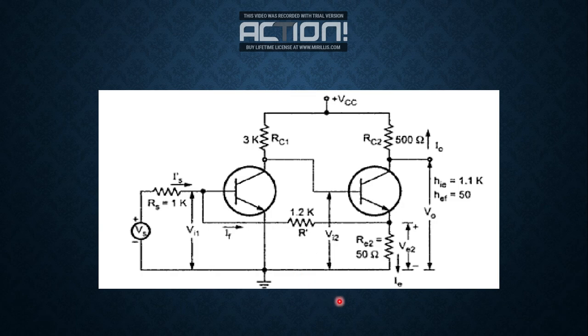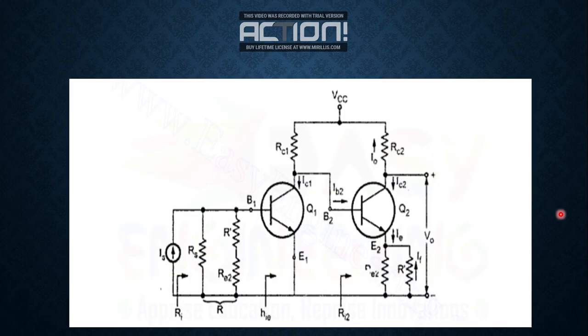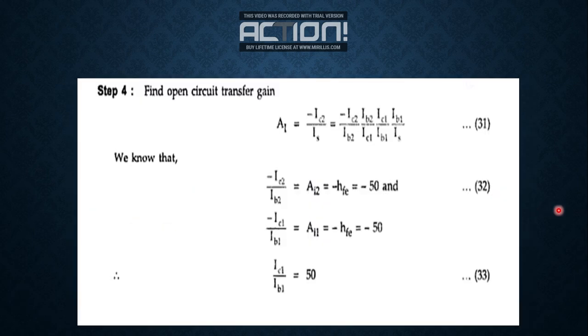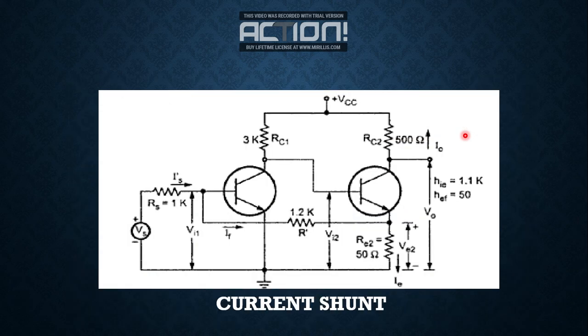So apart from these things, you have to find out the topology. For that, you have to understand these little concepts to find those topologies. This is a current shunt connection. This is the equivalent circuit for that. Here also they have found it the same way. Here this is a current shunt one.